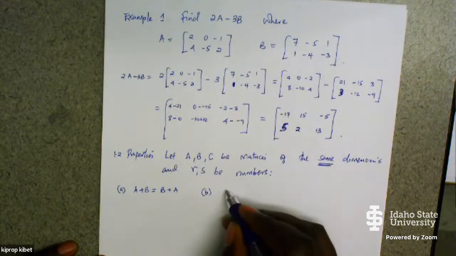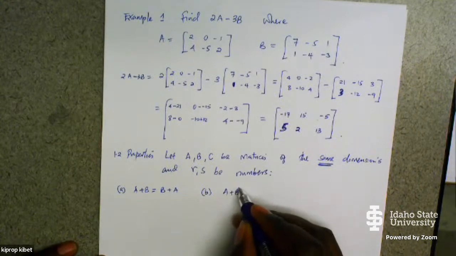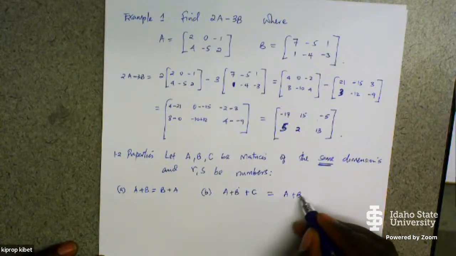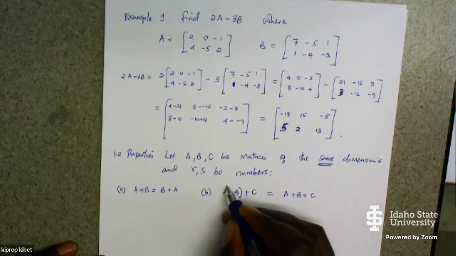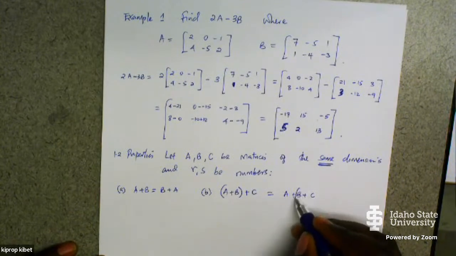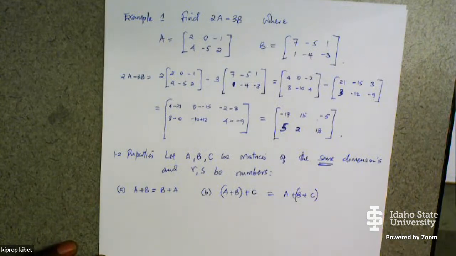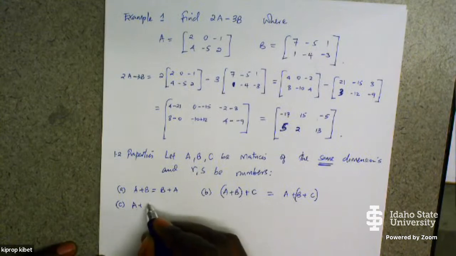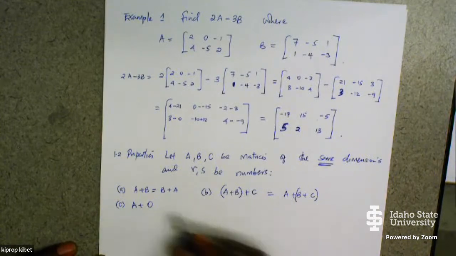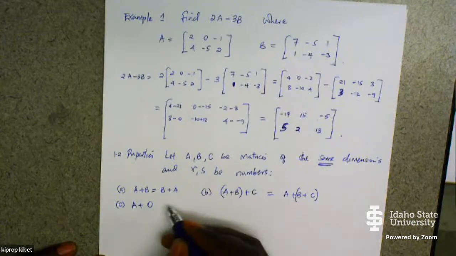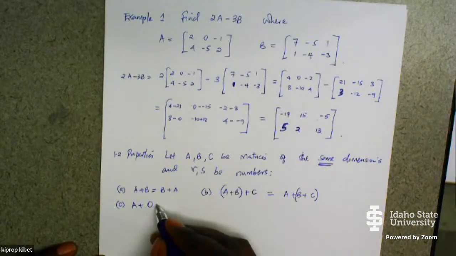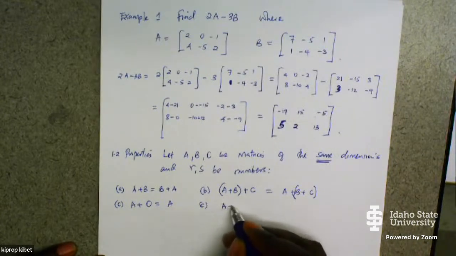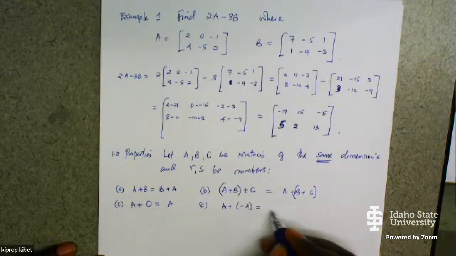Number B, associativity. If we have A plus B plus C, it is the same as A plus B plus C, so we can actually add A plus B, and it equals adding B plus C and then adding A. Number C, A plus 0, and this is an identity for addition. This is the 0 matrix. It is the same as what? A. But C, A plus minus A is the same as what?